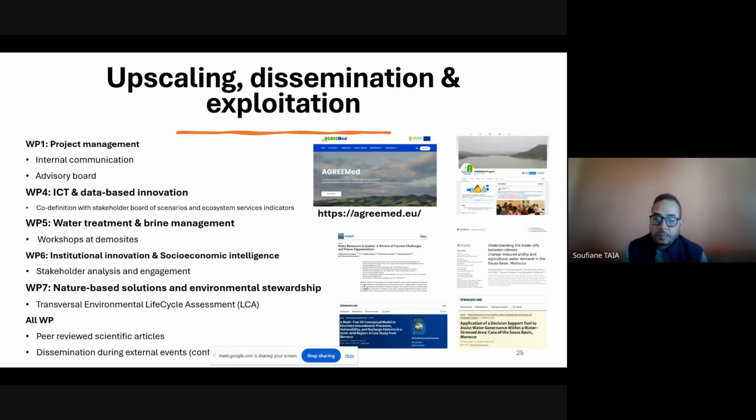So for water treatment and green management, we organized several workshops at the demonstration sites. Those workshops are supposed to share practical solutions and also to demonstrate to local farmers and policymakers the benefits and also the conceptual guidelines of those techniques. We also worked on engaging communities and also policymakers to support the new and innovative ideas.